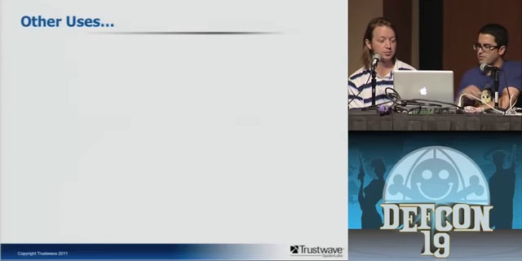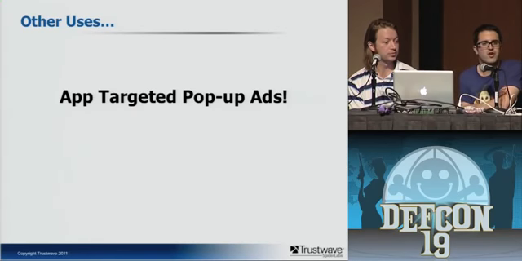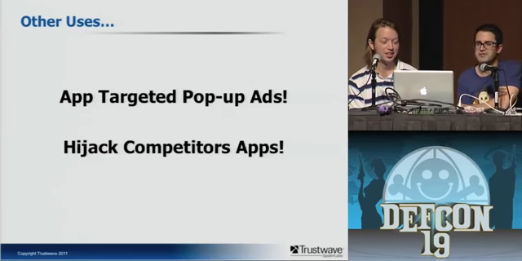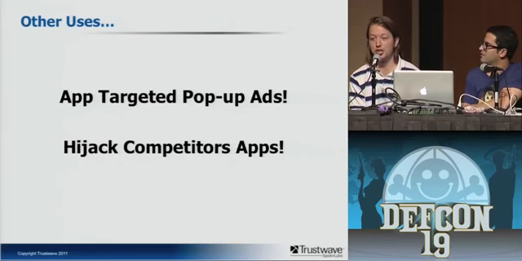We were also thinking about this, and there are other uses for this design flaw. It's not just stealing credentials. Unfortunately, this may be coming to your phone very soon: app-targeted pop-up ads. If you're in one app and you download an app with this functionality, it can decide, hey, you're in Facebook, I'm going to throw ads in front of you while you're using those applications. The other idea is hijacking competitors' apps. Someone wants to make a new social network or a new app, and they don't want Facebook to work quite as well for you, for example.